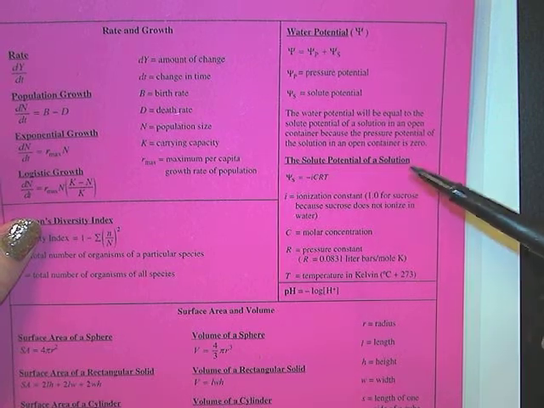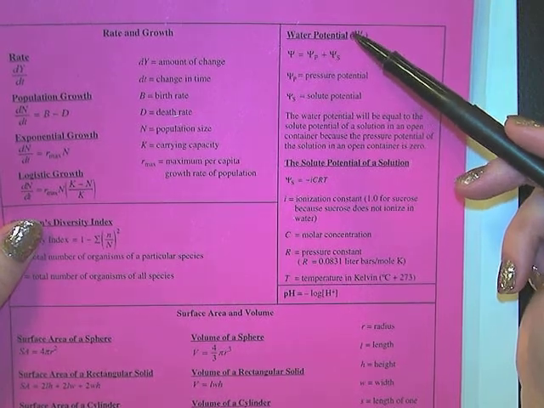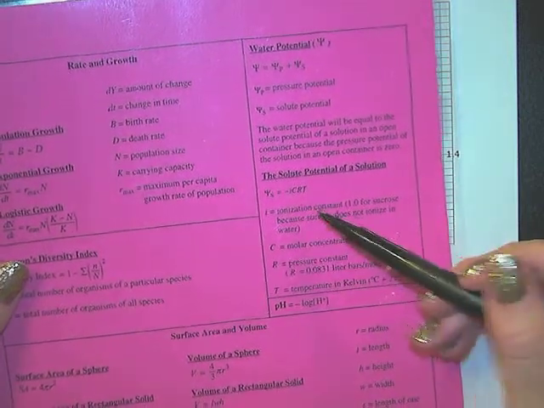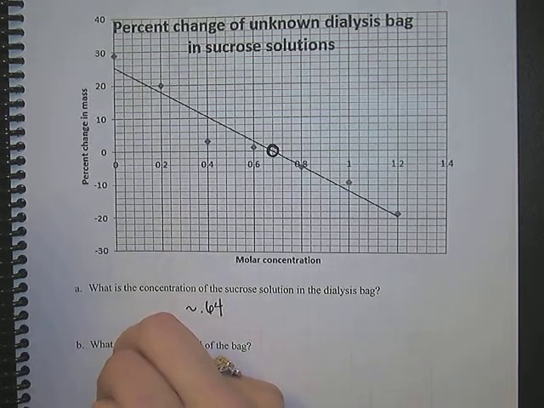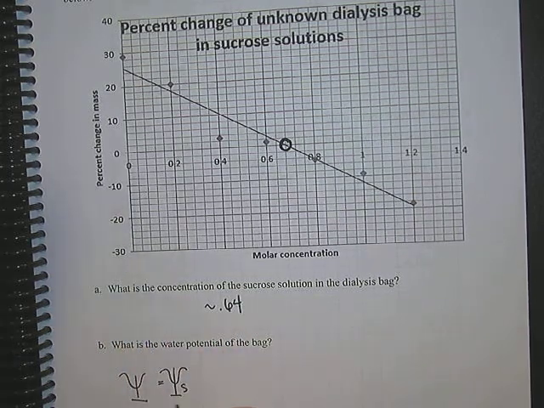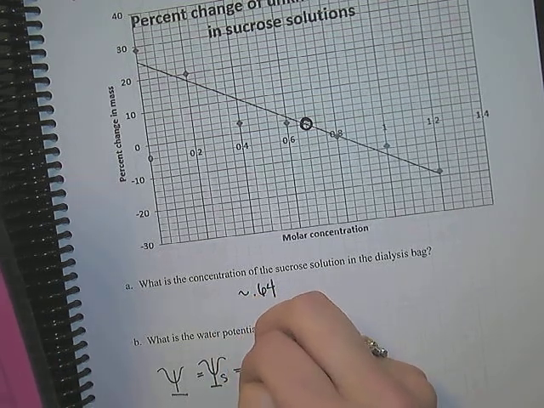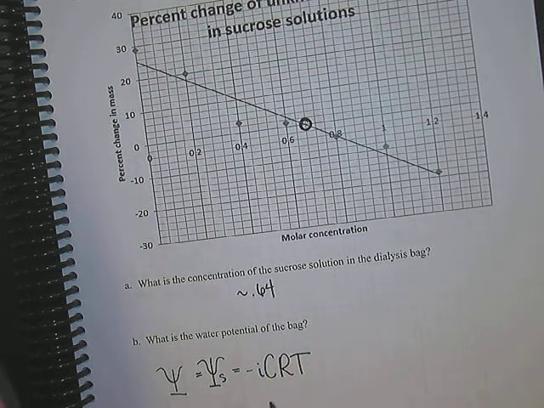So the solute potential, this is going to be the formula we're going to use because it equals the water potential because of the open container. So I'm going to use this formula. I'm going to write it down so I don't have to keep holding this. Okay, the solute potential, which in this case is the water potential because it's an open container, equals negative i c r t. All of these, or what they stand for, is given to you in the formula sheet. So I'm just going to go in order.